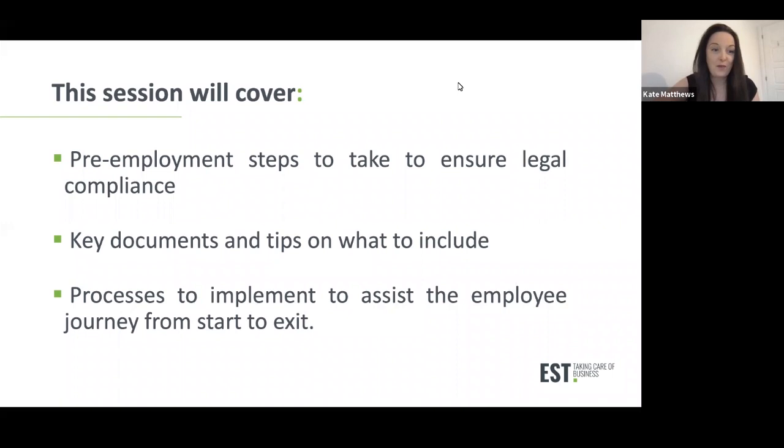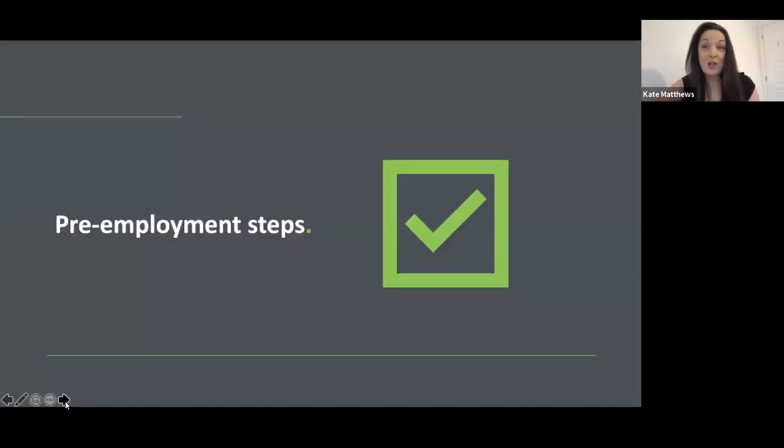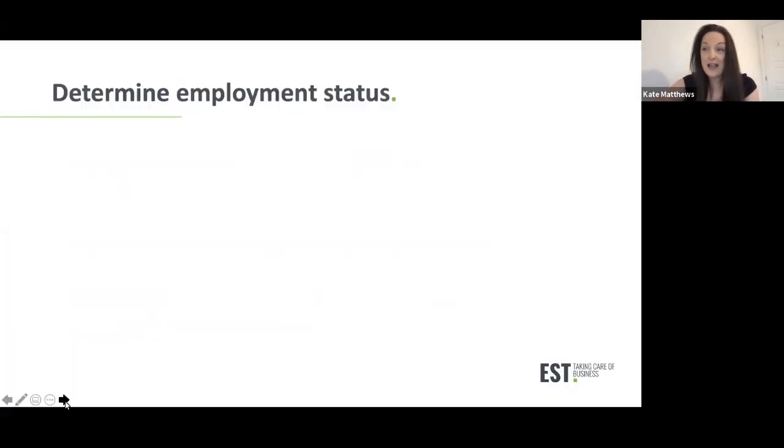So first of all, if we look at pre-employment steps, hopefully you have either made the decision that you're ready to recruit, or you're certainly thinking, in the coming months, that it's time to recruit, or maybe you have your first employee or two on board already. But once you have really made that decision that it's time to take on some staff, you need to decide, first of all, what is their employment status?